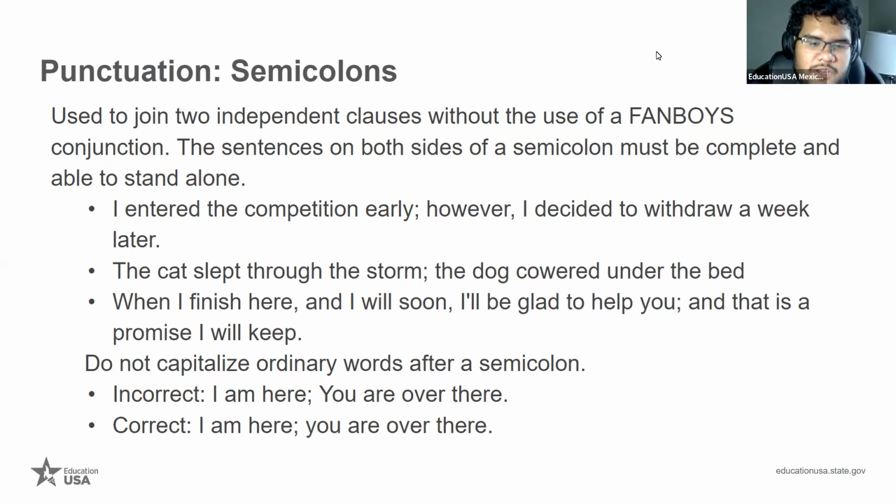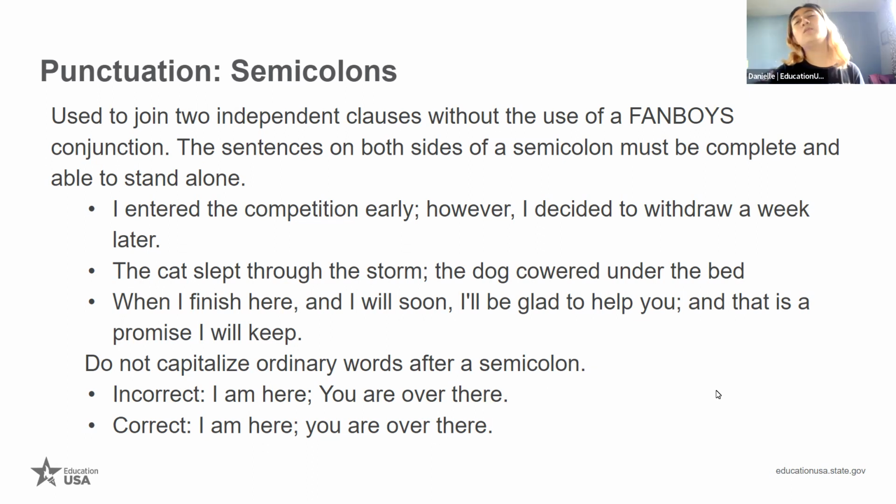The other important thing. Oh yeah. I thought you were going to the next slide. My bad. You can continue. Yeah. Don't capitalize the word after the semicolon, guys. It's not the start of an entirely new sentence. It's just another clause. I am here; you are over there. The second one is correct. It's still the same sentence, you're just using a semicolon. So don't capitalize. George, was there anything else you were saying? Nah, it's all good. I just thought you were gonna accidentally go to the next slide without reading that last part, but yeah. It's okay.